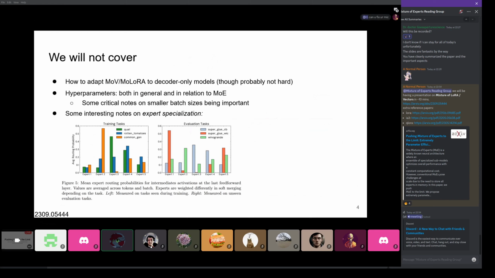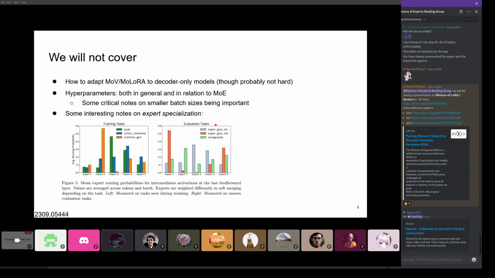There are some things in the paper that I'm not going to cover today for lack of time. We are not going to be talking about how to adapt to decoder-only models, as I mentioned. We're not going to talk about the hyperparameters used in training, because there's a lot you need to change, like the batch size or the exact learning rate, in order to make mixture of experts training work. Those are implementation details that are not too important to understand how MoE works with LoRa and IA3 conceptually.